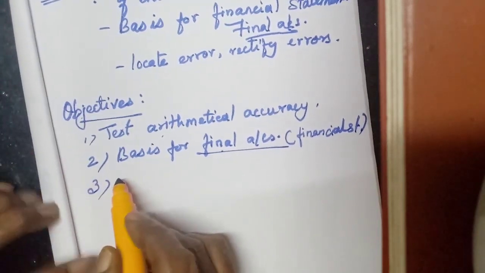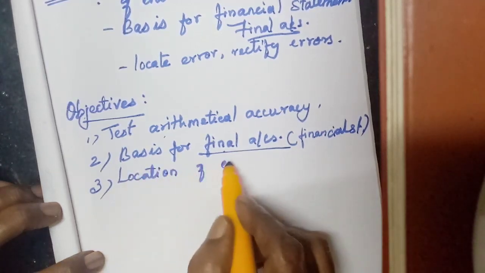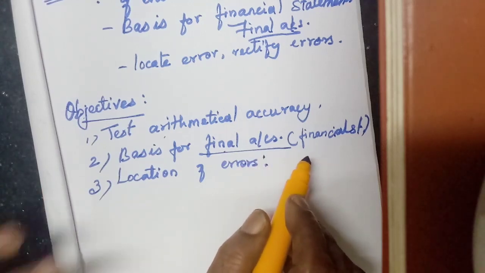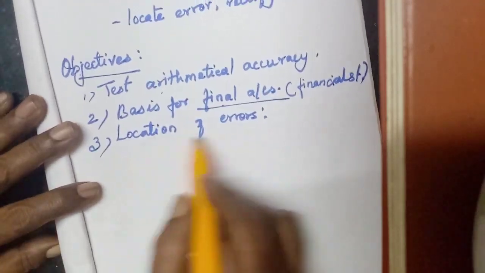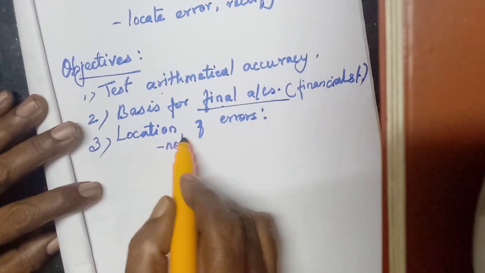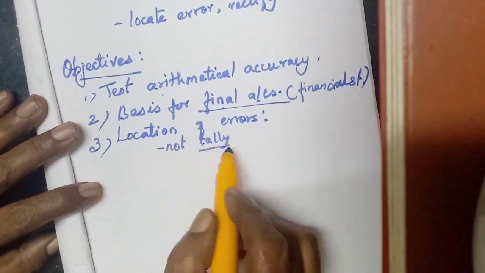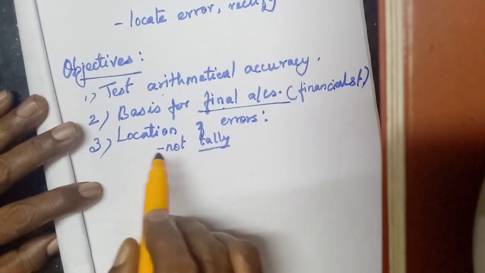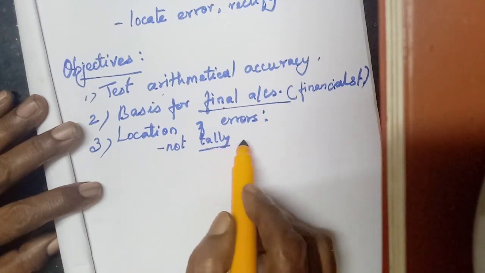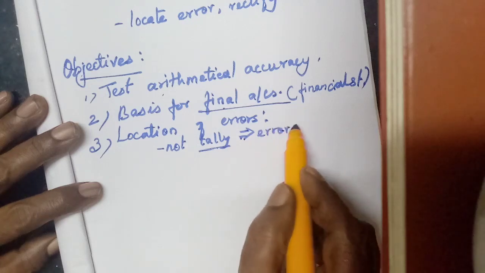Then location of errors. We can locate the error. When can we say there are some errors? If the trial balance does not tally. What is the meaning of tally? Both side amounts are different. If the trial balance does not tally, we can say there are some errors. We can conclude there are some errors.